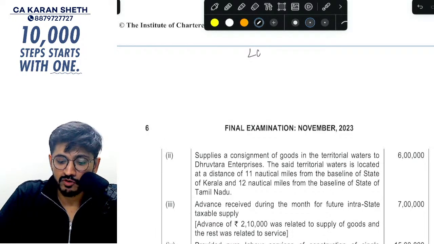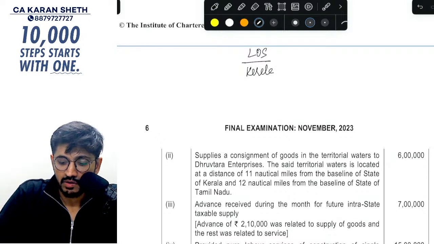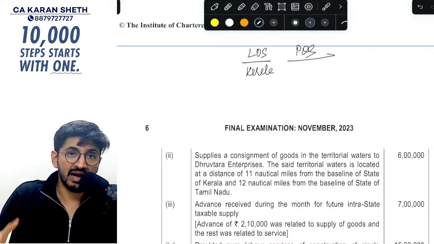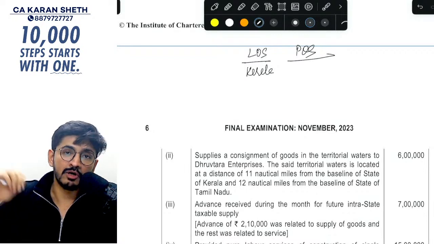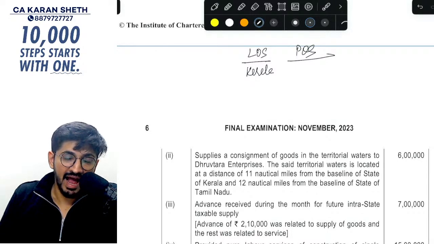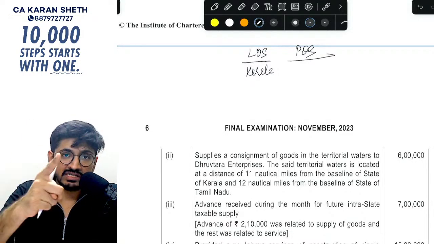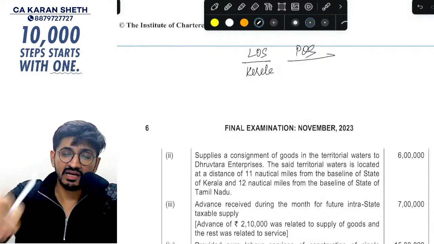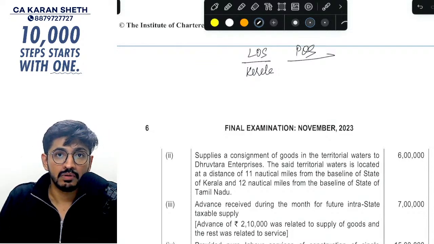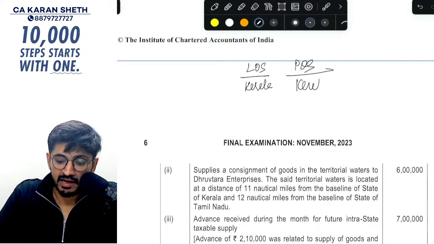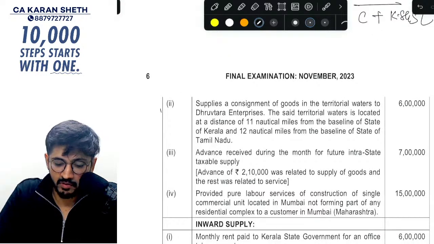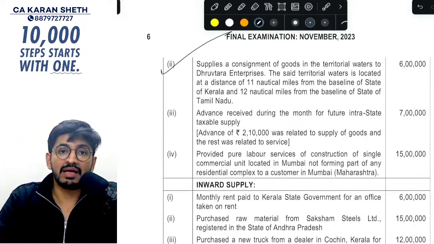You know why? Because the location of supplier is definitely Kerala, my dear friends. But what will be the place of supply? The movement of the goods is terminating in the territorial waters, and we know that section 9 of the IGST Act states that in that case the nearest state or union territory will apply. Here it's nearer to the state of Kerala, so place of supply will be Kerala, and it will be CGST and Kerala SGST. Perfect. Something new, something that can be asked in the exam.